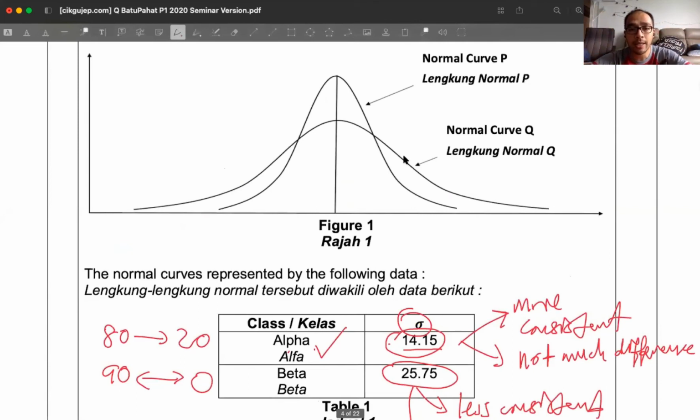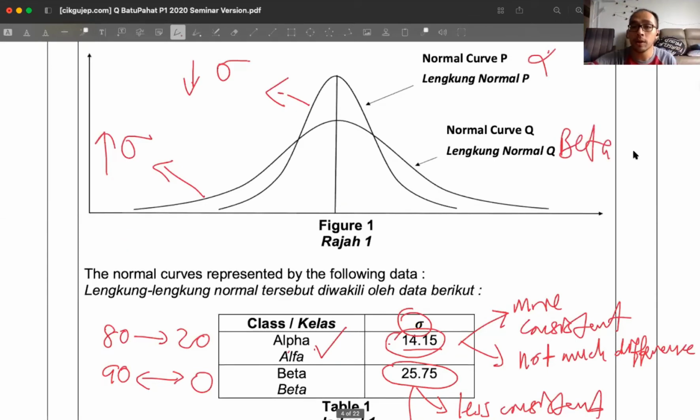Okay, this has a smaller standard deviation, so it's not very spread out. A flatter curve, the curve is very flat like this. This one has a bigger standard deviation. So therefore, this curve P is actually alpha, and curve Q is actually beta. Okay, so you have to remember this.